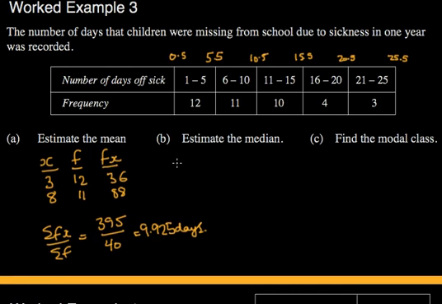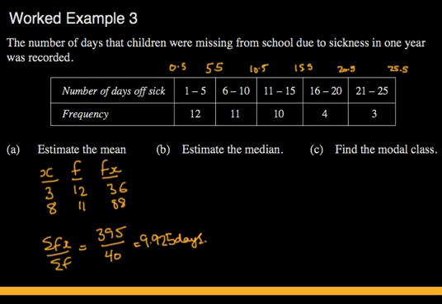For B, we're asked to find the median. And as there are 40 pupils, which is here, we would need to consider the mean of the 20th and the 21st values. So the 20th value we would find by adding these together. So 12 plus 11 is 23. So the 20th and the 21st both lie in this range.